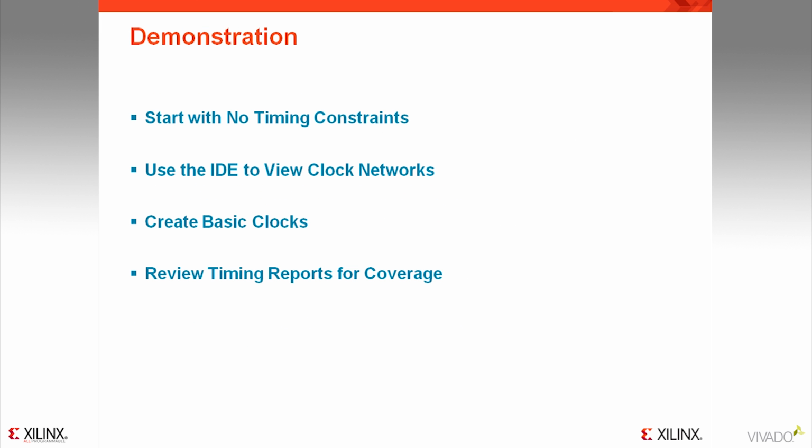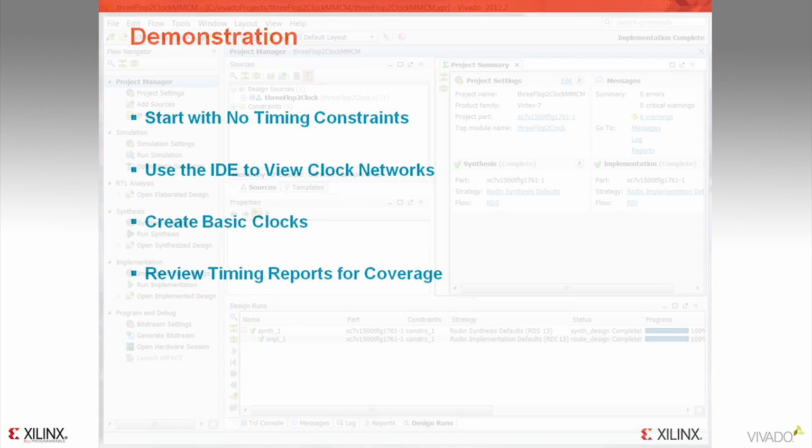Now we're going to see a quick demo of a basic design with only 3 flip-flops. We recommend you start out with no constraints at all. Analyze the design connectivity, at a minimum at the synthesized design state, and then create constraints as you go, and validate them with reports. Always validate constraints before you launch through the implementation flows so that you do not waste valuable time giving the tools invalid inputs.